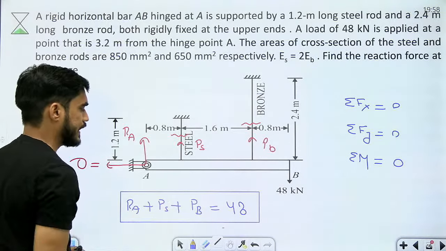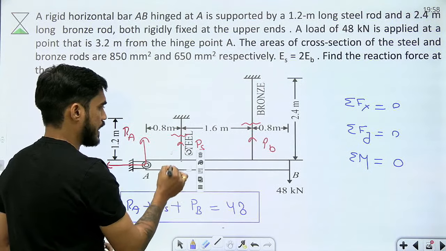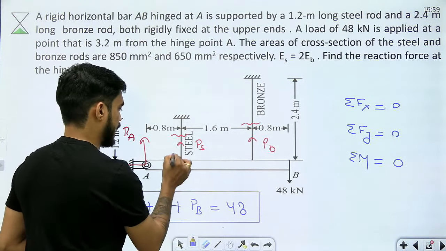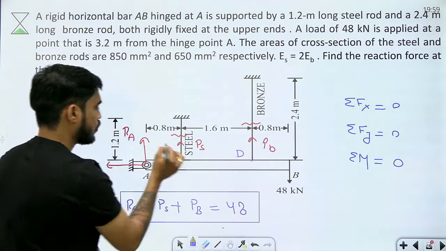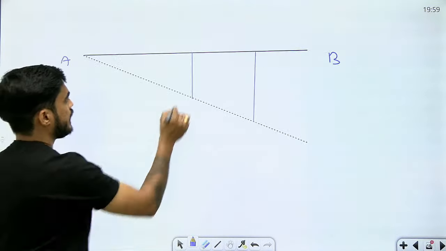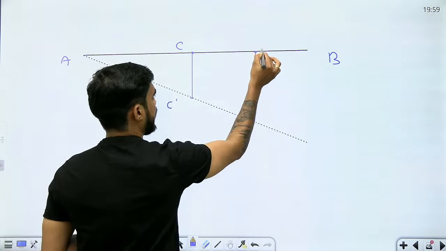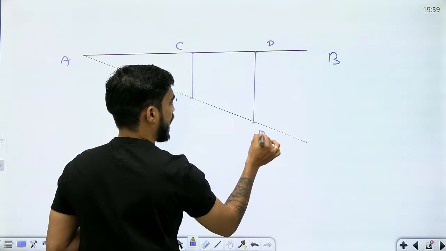Initially the steel rod was here. Let's call this point as C and let's call this point as D. So initially C was here. Initially C यहाँ पे था, अब C यहाँ पे है. And initially D यहाँ पे था, अब D यहाँ पे है.